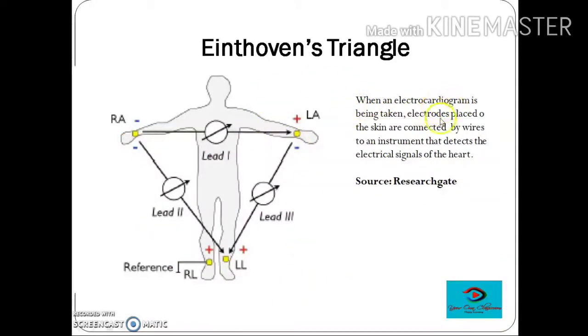Now, when an electrocardiogram is being taken, the electrodes are placed on the skin and are connected by wires to an instrument that detects the electrical signals of the heart. And how are the electrodes placed? The first electrode is placed on the right arm, the second one is placed on the left arm, and one on the left leg. So it forms a triangle-like structure. It is named after the scientist who invented this process, and the right leg acts as a reference.